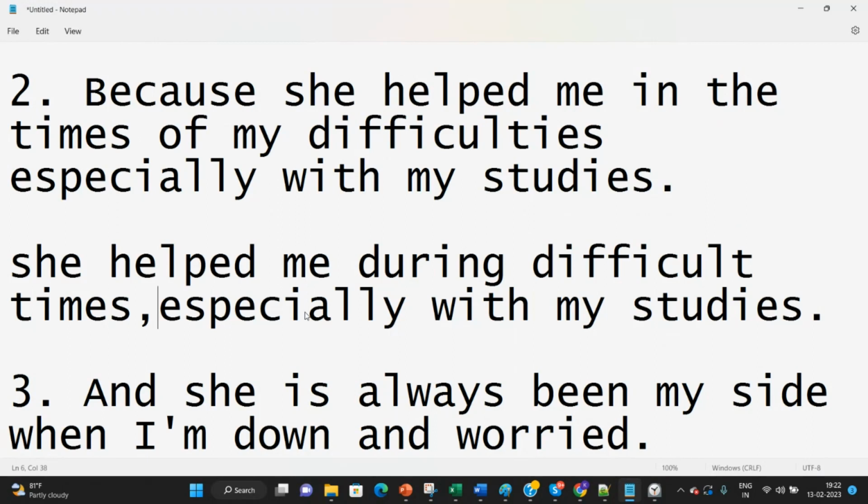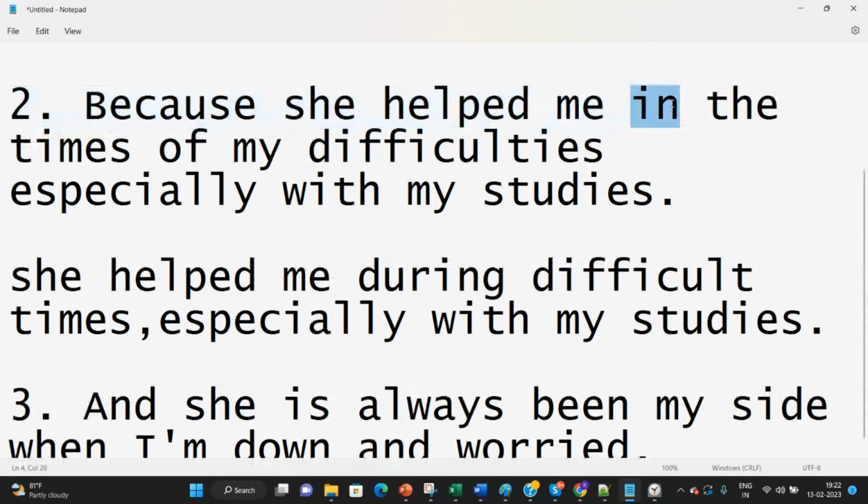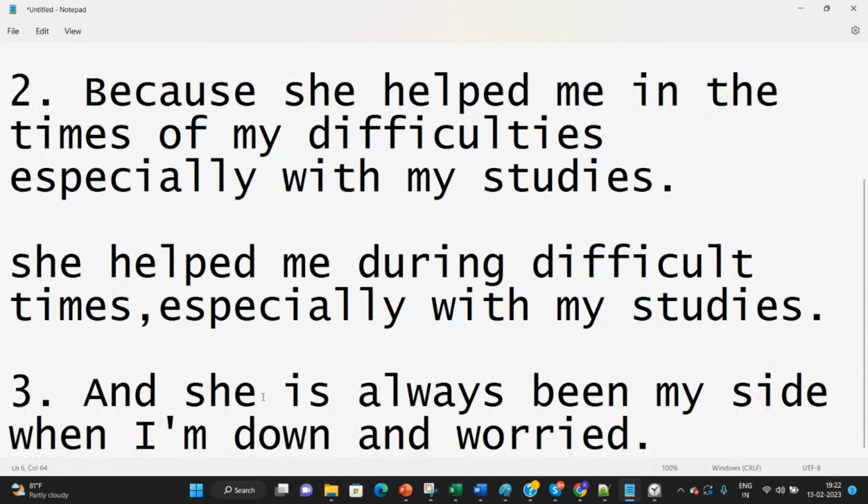Okay, ma'am. Okay, got it. Especially with my studies. The rest of the sentence is fine. So when you write the sentence and if it has so many articles and prepositions, look, in is a preposition, the is an article, right? Of is a preposition, right? If a line has this many, it becomes a little difficult to read that line. Okay?